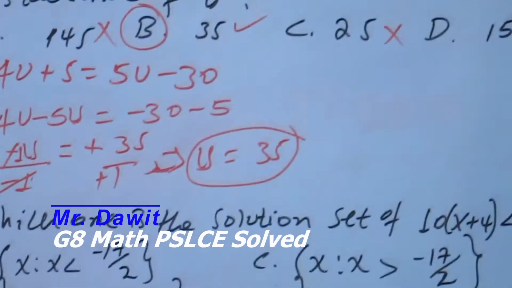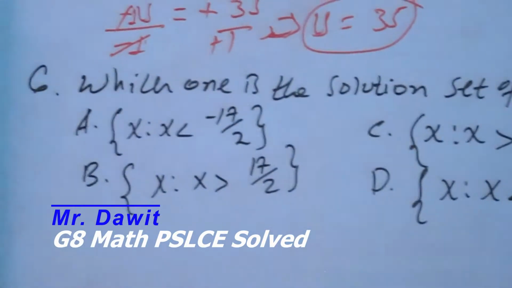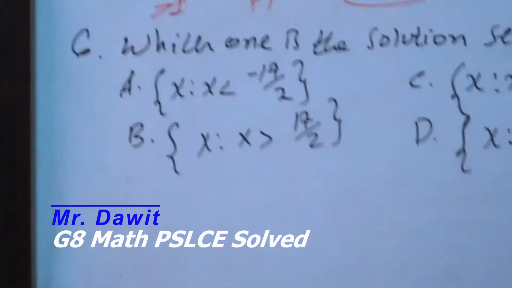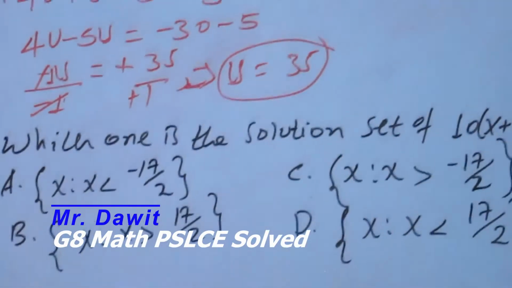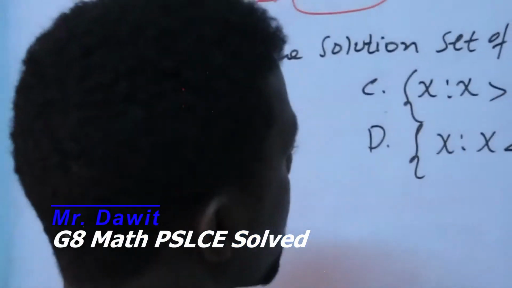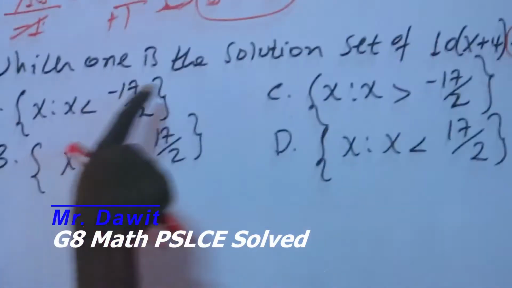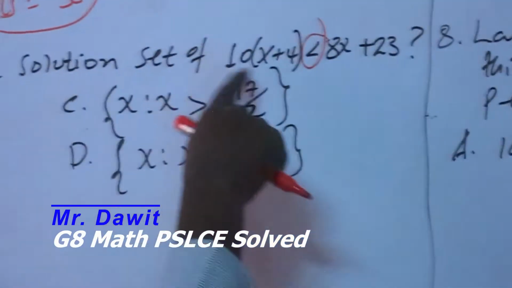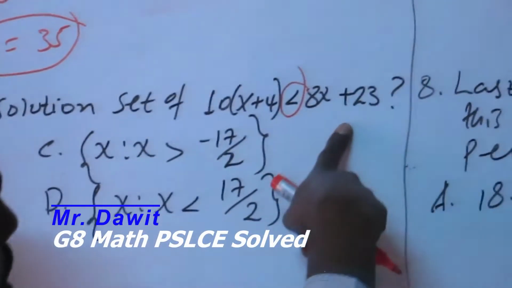Now let's move to question number 6, which is how can we solve inequalities. We have to follow the same procedure as when solving an equation. The only difference is the sign of the inequality. This says less than. Which one is the solution set of 10 times (x + 4) less than 8x + 23?